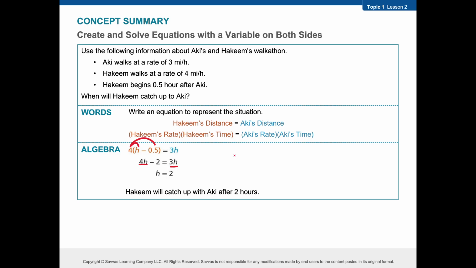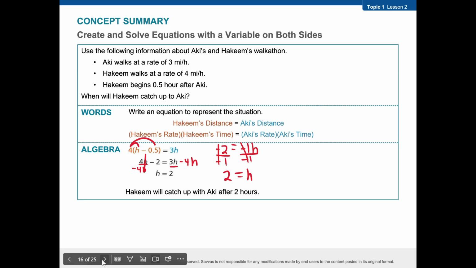Variables on opposite sides, one has to cancel. They canceled the negative 4h, the negative 4h. They brought down the negative 2 equals 3 minus 4 is a negative 1h. Always work on the side with the variable. Divide both sides by negative 1, and it took 2 hours for Hakim to catch up with Aki.